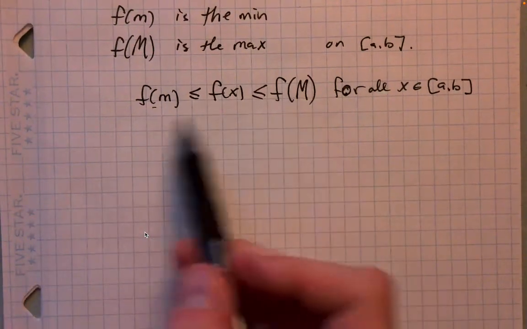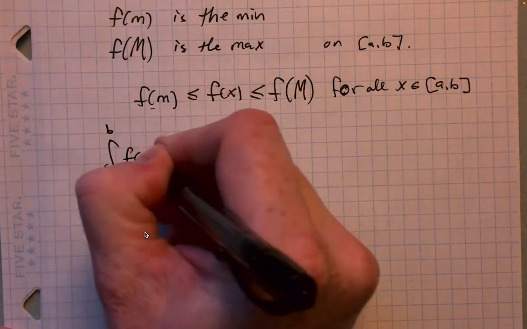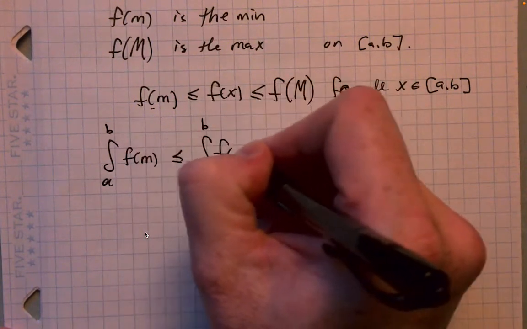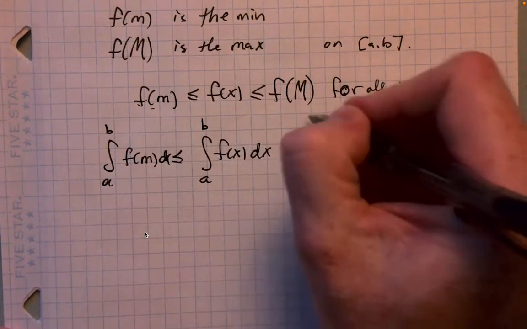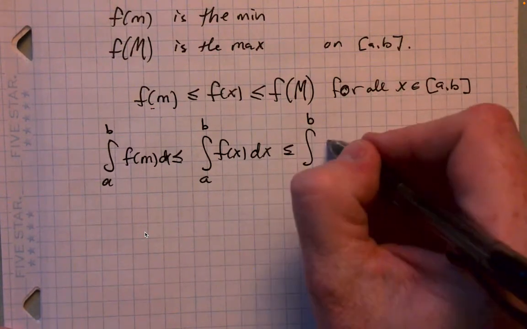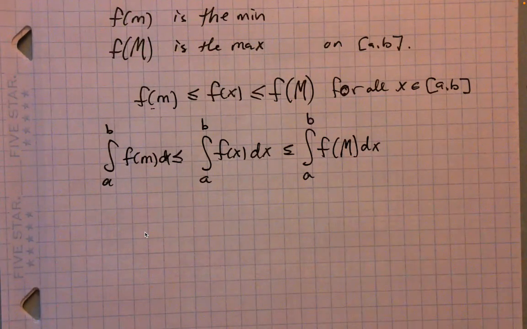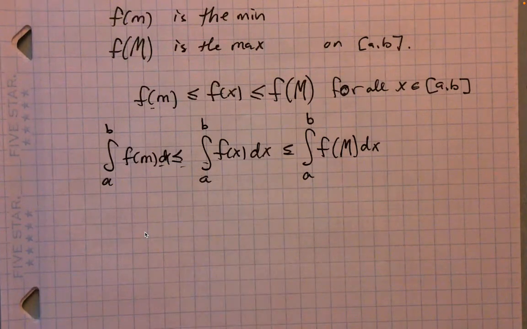Let's integrate each piece of this, from a to b, right? So we'll take the integral from a to b of f of little m. That's going to be less than or equal to the integral from a to b of f of x. I should be putting my dx's on here, of course. And that's going to be less than or equal to the integral from a to b of f of big M. Okay, so we know from previous sections that integration preserves inequality. All of those inequality relations hold and are preserved under integration.